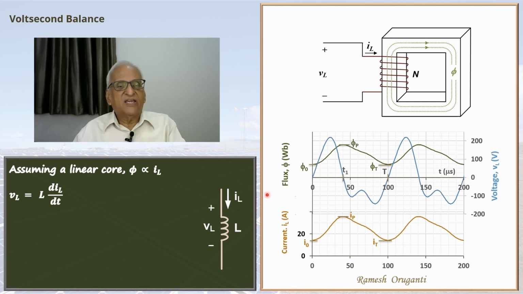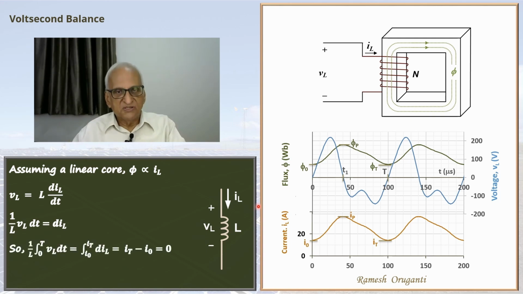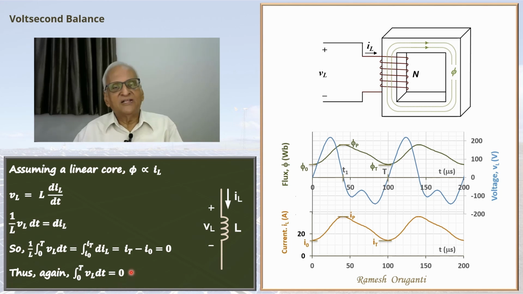Now we can also express this equation in differential form. 1 over L VL dt equals dIL, and then I can integrate between 0 and t. 1 over L integral 0 to t VL dt is integral I0 to IT dIL. That will be IT minus I0. That will be 0. We just follow the same steps as we did with the flux case here also. That shows that integral 0 to t VL dt is 0. So we get Voltsecond balance using this equation also.